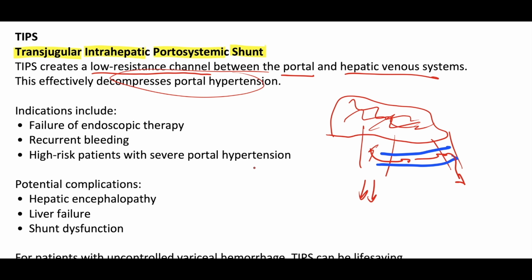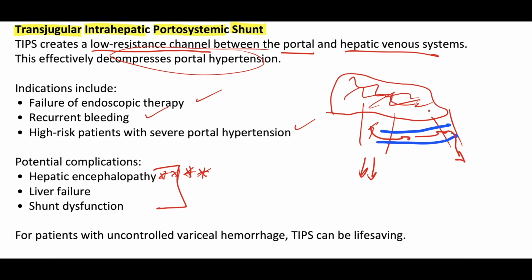So recurrent bleeding, failure of endoscopic therapy, high-risk patients all can consider TIPS. Big potential complications are liver failure, shunt dysfunction, and hepatic encephalopathy. This is one of the ones that you think most about, right? Because you're bypassing this liver, so there's even going to be less liver filtration of some of those toxins, which can then lead to worsening hepatic encephalopathy.